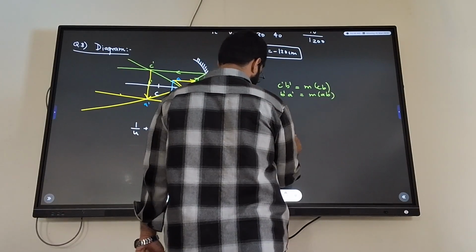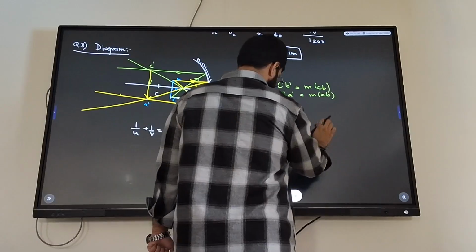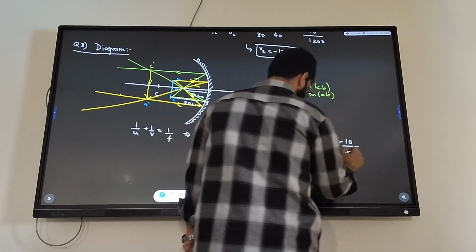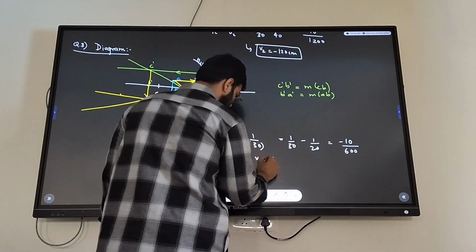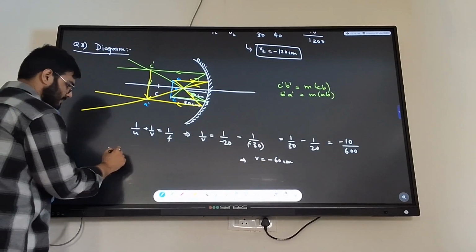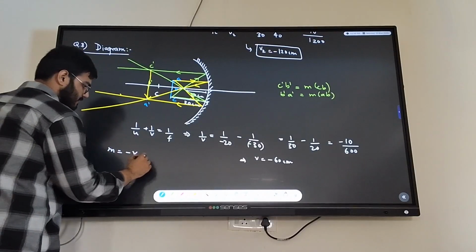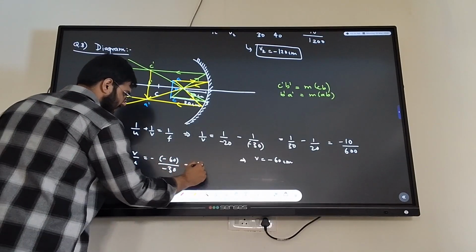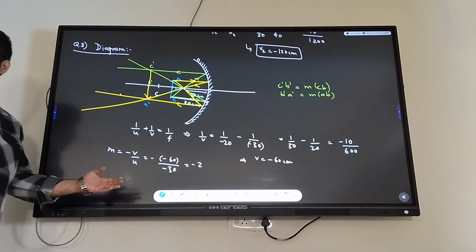So it should be 1 by 30 minus 1 by 20, and that will be minus 10 over 600. So what do you get V as? Minus 60 centimeters. Once you get V, then what is M? Minus V by U, minus of minus 60 by minus 30, and you will get minus 2. Correct?